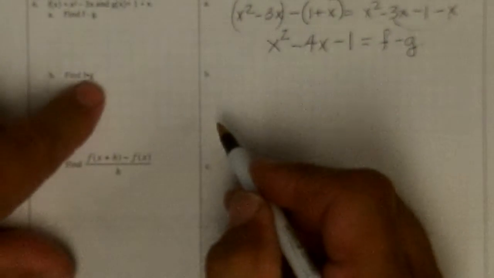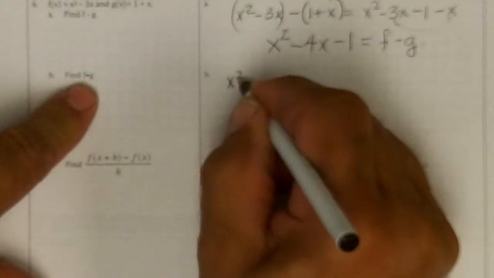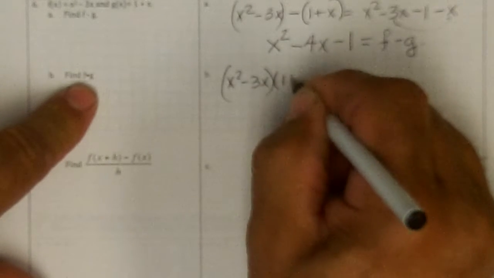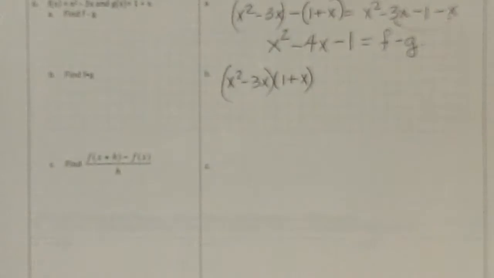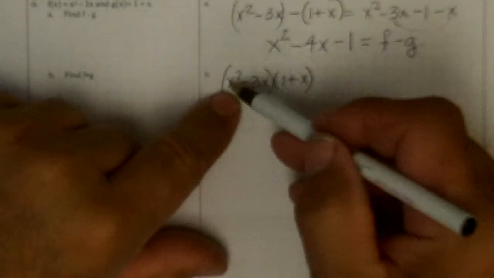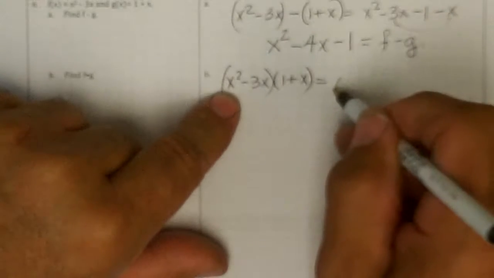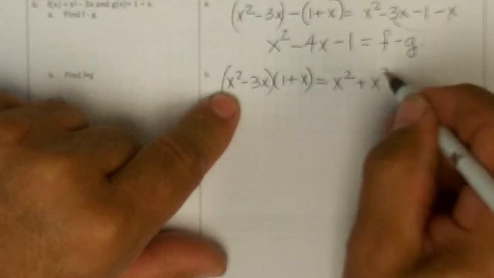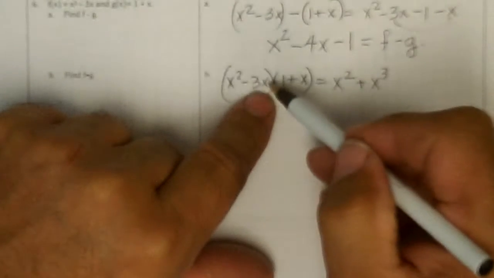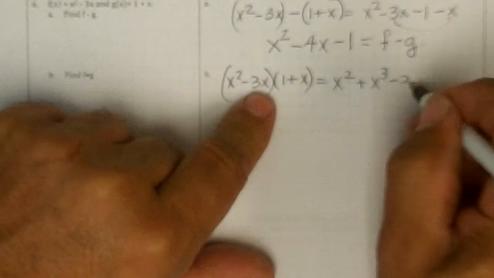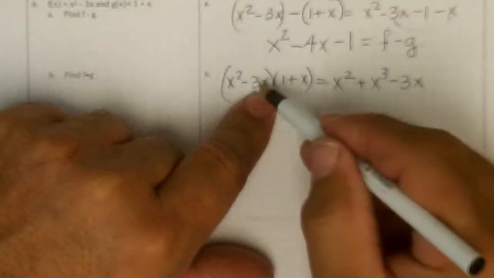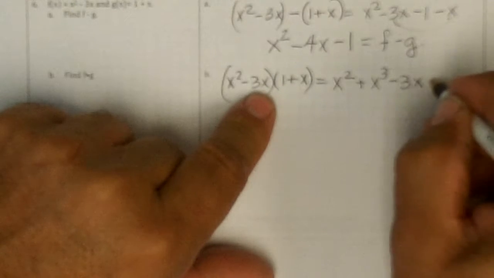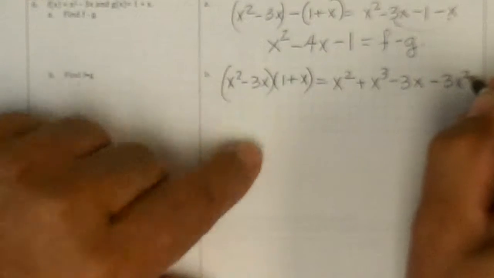Now it says do f times g, so I'm going to have x squared minus 3x times 1 plus x. So if I take x squared times 1, I get x squared. X squared times x is x cubed. Negative 3x times 1 is negative 3x. Negative 3x times an x becomes negative 3 times x, which is negative 3x squared.